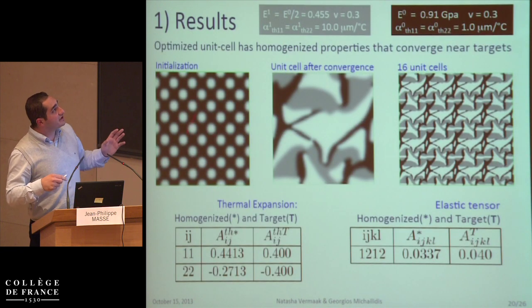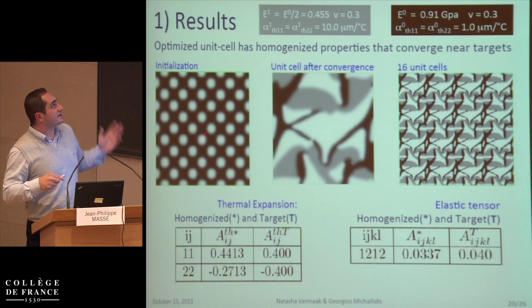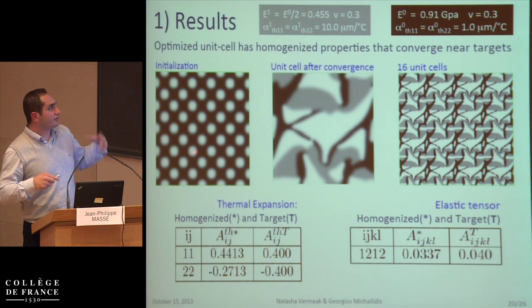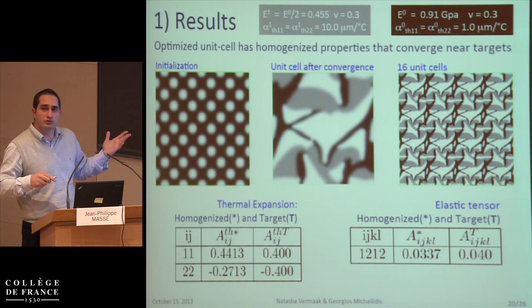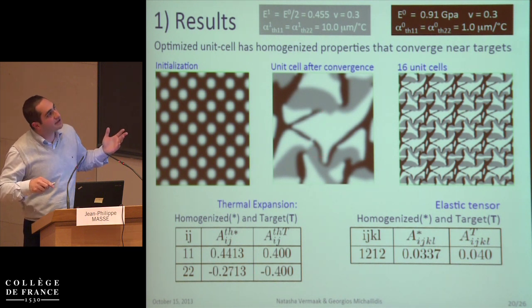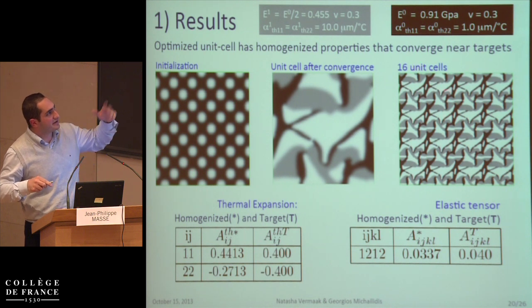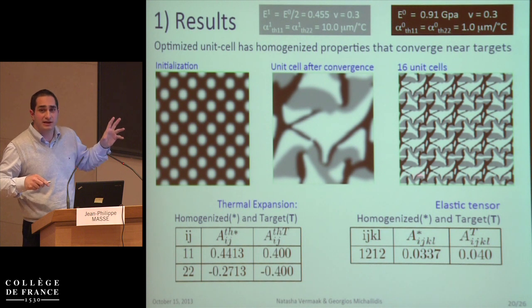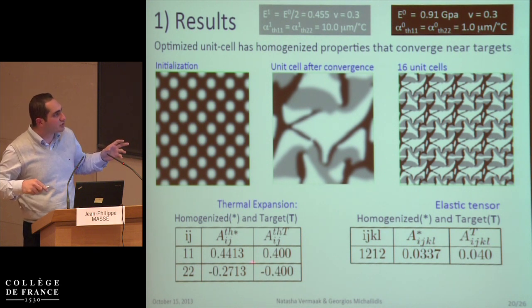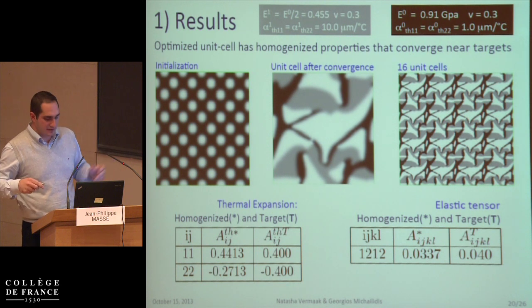And starting from an initial random, let's say, unit cell configuration, we get the following optimized configuration. Here we plot the Young modulus of the materials. And here we plot 16 times the unit cell in order to get a better idea of how the periodic domain looks. And we see that the homogenized coefficients start approaching the target coefficients.